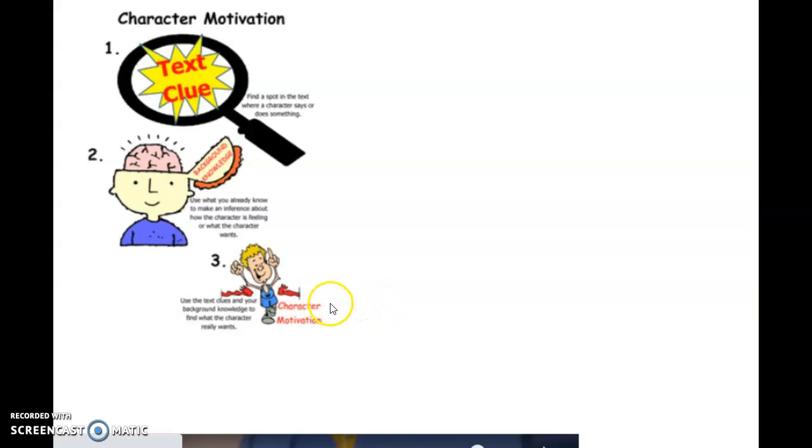What's their motivation? Why? The motivation is why they're saying what they're saying or why they are doing what they are doing. And so what I'm going to do is read a very, very short Reader's Theater script, and I want you to be thinking about who the characters are, what the possible setting is, what's happening, what's going on. Okay, here we go.